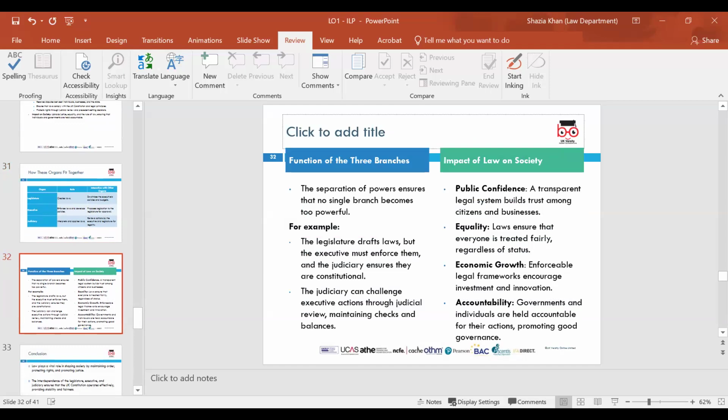Function of the three branches, how they work together. So there's no separation of powers between any of the branches. They work together. There's no single power for each one. What do you think would happen if they were given the power, all of them? Do you think they would abuse it? Yeah, I think there would be a lot of conflict.